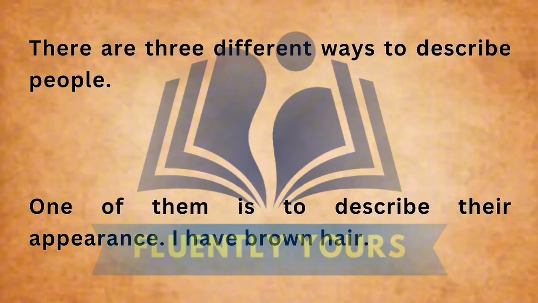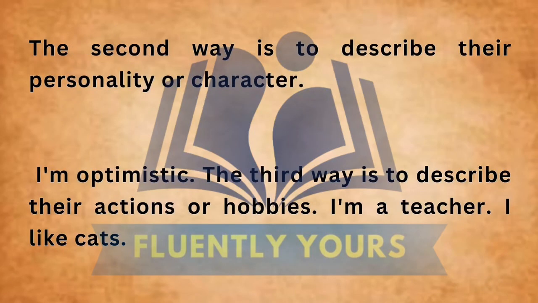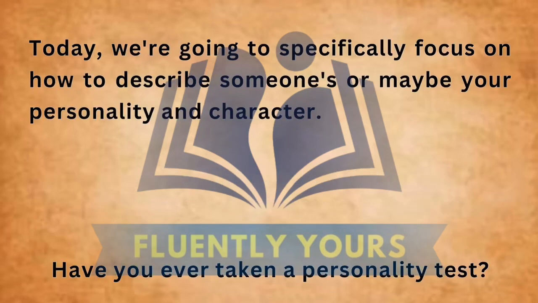One of them is to describe their appearance. I have brown hair. The second way is to describe their personality or character. I'm optimistic. The third way is to describe their actions or hobbies. I'm a teacher. I like cats. Today, we're going to specifically focus on how to describe someone's, or maybe your, personality and character.